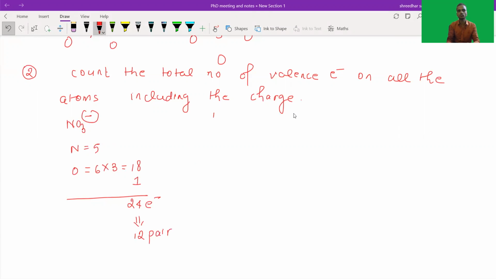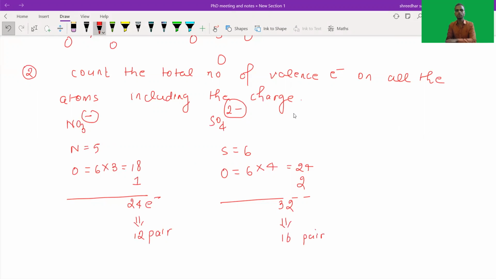Similarly, in the case of SO4 2 minus, sulfur has 6 valence electrons, and oxygen also has 6 valence electrons. Since there are 4 oxygen atoms, multiply by 4, it becomes 24. Now here there is a 2 minus negative charge, so I will add 2 electrons. It becomes 32 electrons. Convert it into pairs, so it becomes 16 pairs, right?